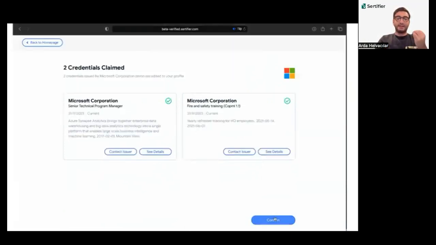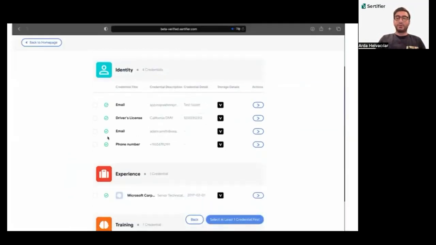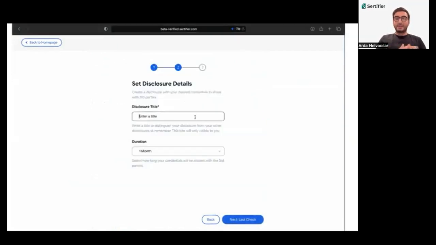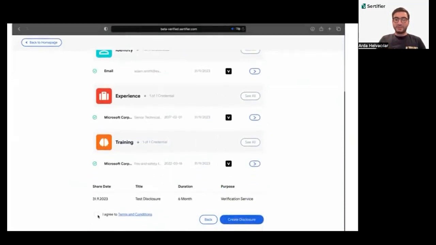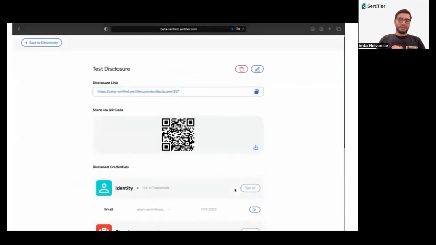The secure storage within Verified Wallet ensures that the credentials remain safe and intact, ready for sharing or verification whenever needed. Disclosing credentials with Verified Wallet is designed with user control and security in mind. Users have the autonomy to decide what information to share and with whom, offering a tailored disclosure experience. The secure sharing feature ensures that the disclosure process is encrypted, maintaining the privacy and integrity of credentials.